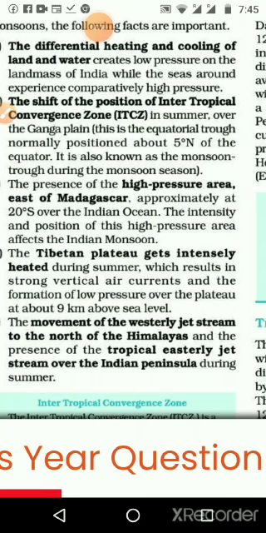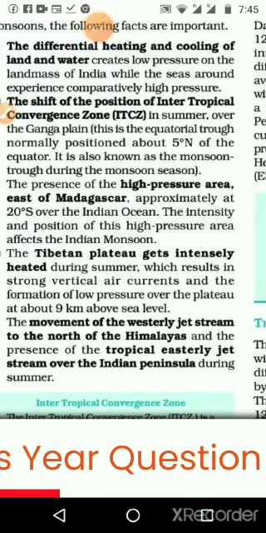The intensity and the position of the high pressure area affects the Indian monsoon. How we are getting the pressure and how intense it is, according to that the monsoon season will be different, or we may get a high monsoon season or a less monsoon season in India.